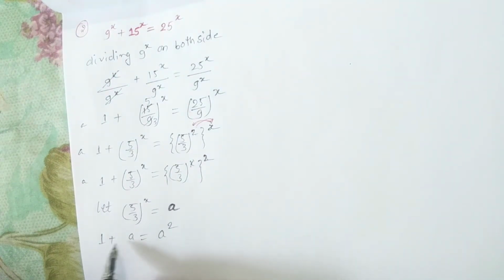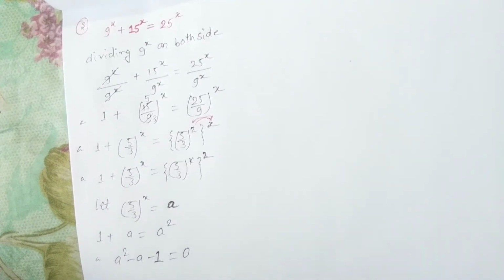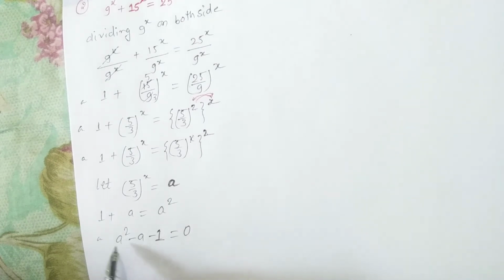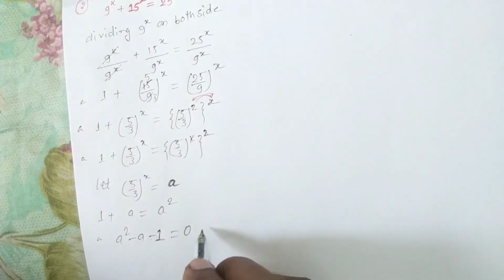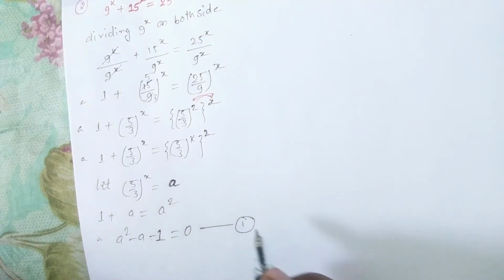Now if we bring this a and 1 to that side, then we will have here a square minus a, and this minus 1 is equal to, finally this side will have nothing, means we have 0 here. So we got this equation: a square minus a minus 1 is equal to 0. This is our first equation.